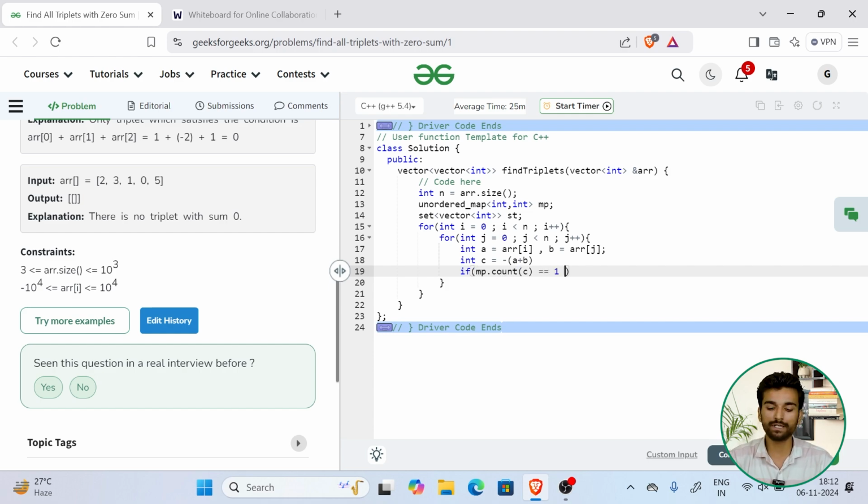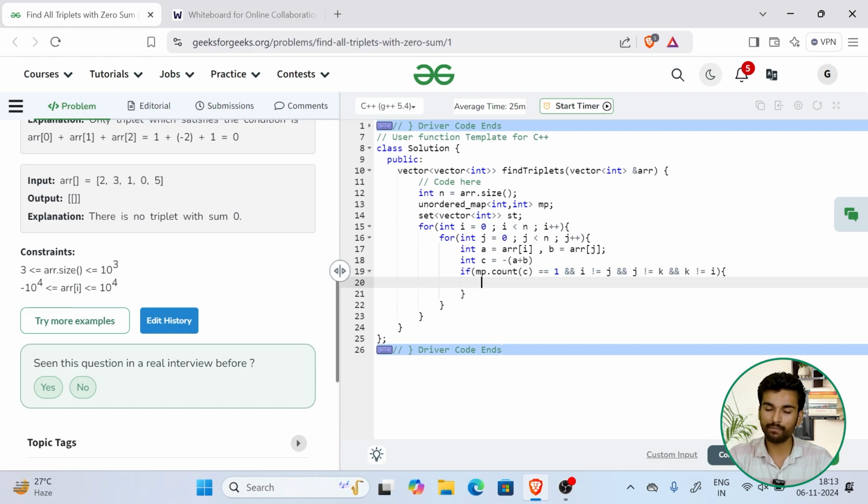What is the meaning of this line? It means that c is present in my map. So if it is true, and i should not be equal to j, j should not be equal to k, and k should not be equal to i. We have to keep in mind that these three indices should be unique. So if this condition is true, what can I do?